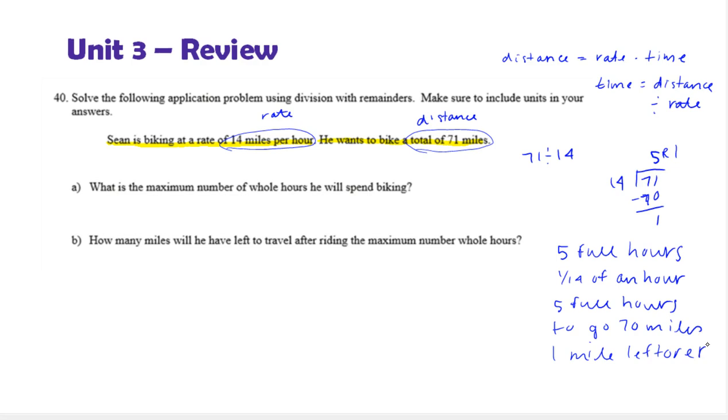Okay. So now let's look at these questions to see how we will answer them. So what is the maximum number of whole hours he will spend biking? So that will be 5 full hours. It wouldn't take him 6 full hours at the speed because it's between 5 and 6. So 5 full hours. How many miles will he have left to travel after riding this maximum number of whole hours? Well, we saw that remainder of 1, that was the number of miles he has left over. So we will have 1 mile left to travel.